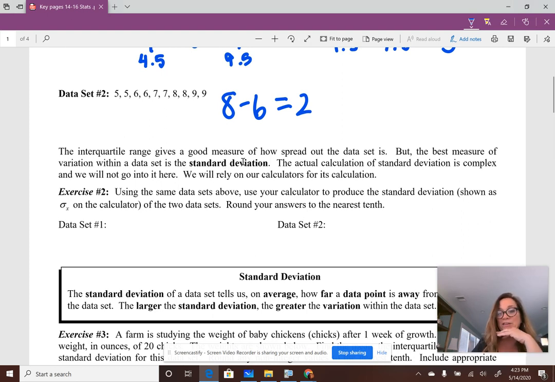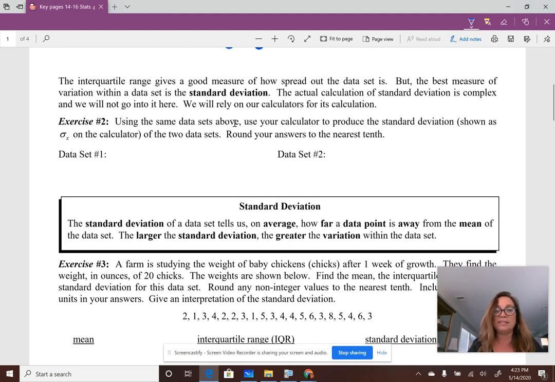The actual calculation of standard deviation is complex, and we're not going to go into it. We don't really go into it this year. Algebra 2, guys, you will get into it more in Algebra 2. We're just going to use the calculator. Using the same data sets above, use your calculator to produce the standard deviation, shown as, oh gosh, I can't remember what that symbol's called. I want to say mu, but I could be so wrong. So I'm going to say standard deviation.